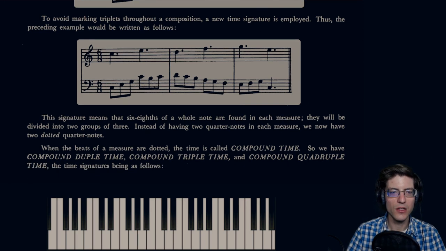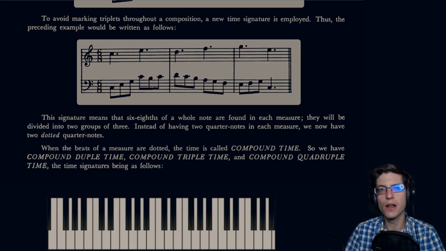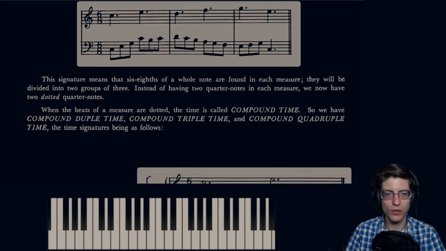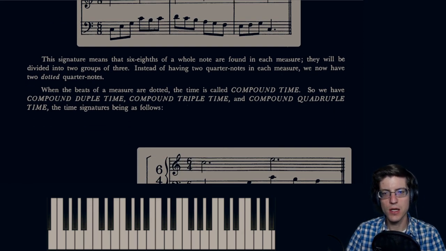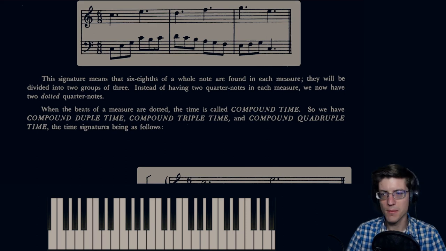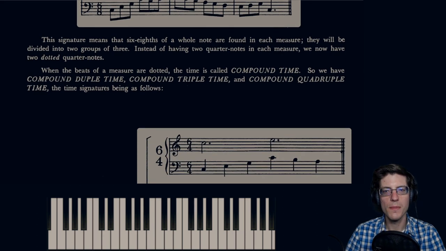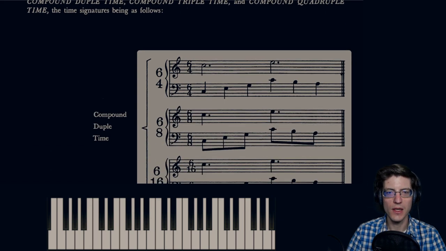What this signature means is that 6/8 notes of a whole note are found in each measure. They will be divided into 2 groups of 3. Instead of having 2 quarter notes in each measure, we now have 2 dotted quarter notes. So now the note that is taking the beat, so to speak, is a dotted quarter note. When the beats of a measure are dotted, the time is called compound time. So we have compound duple time, compound triple time, and compound quadruple time. The time signature being as follows.